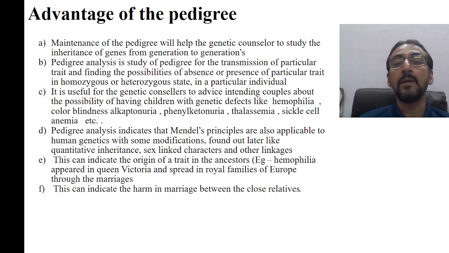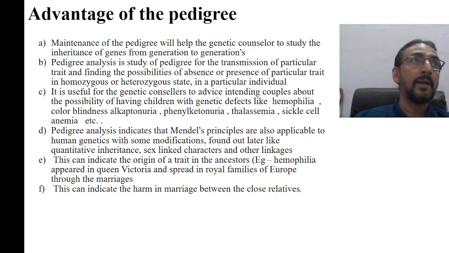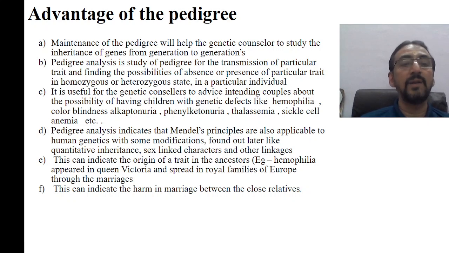Mendel's principles are also applicable to human genetics with some modifications, as we will find out later, like quantitative inheritance, sex-linked characters, and other linkages. So this can indicate the origin of a trait in the ancestors. For example, hemophilia appeared in Queen Victoria's family, and then it spread in the royal families of Europe through marriages. Therefore, hemophilia is also called the royal disease.